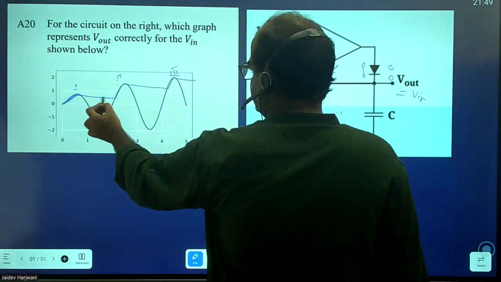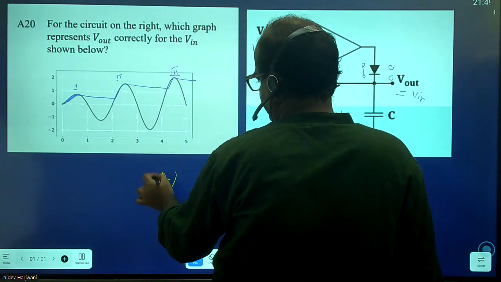So this output is given as option A in the question paper. So this is the correct answer.